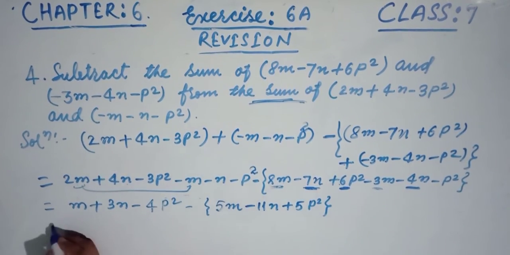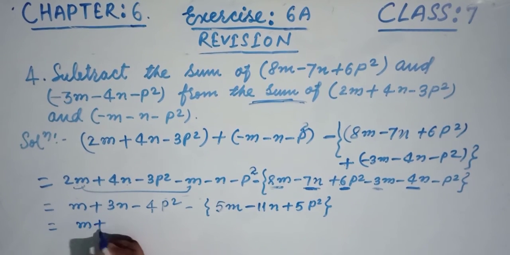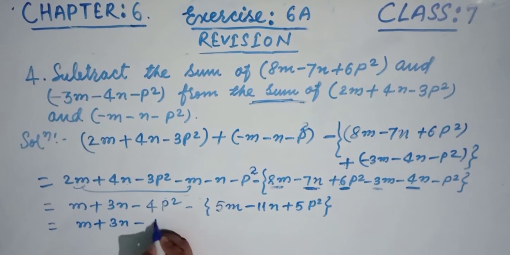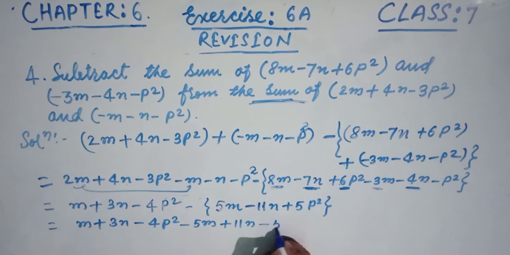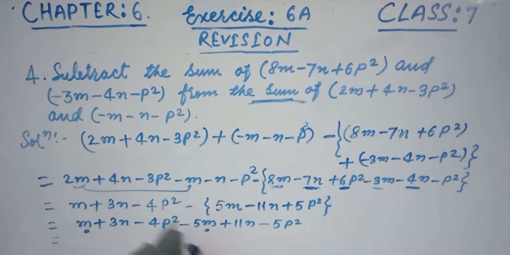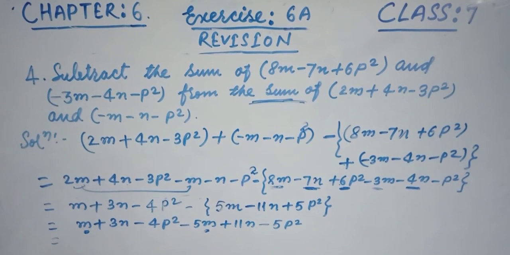Now see friends, m as it is, plus 3n as it is, minus 4p square as it is. Now multiply the minus with all their terms: minus 5m, minus into minus plus 11n, minus into plus minus 5p square. So here are the m terms, and this is the m term with the negative sign, so the answer will be negative.